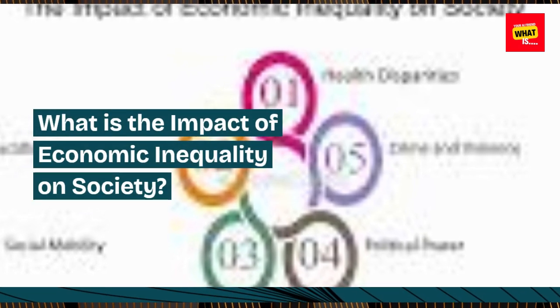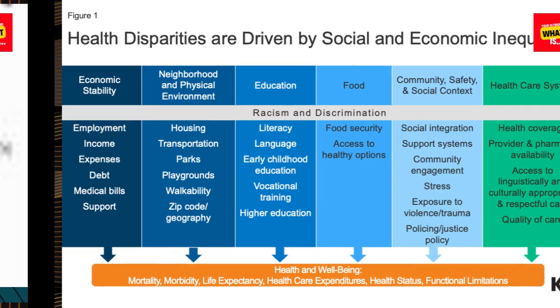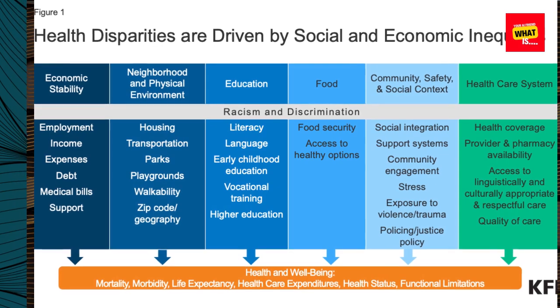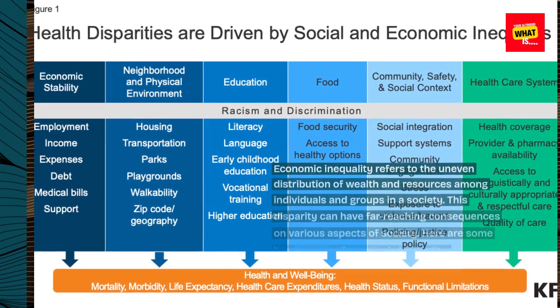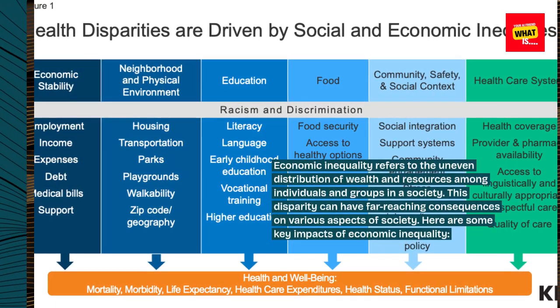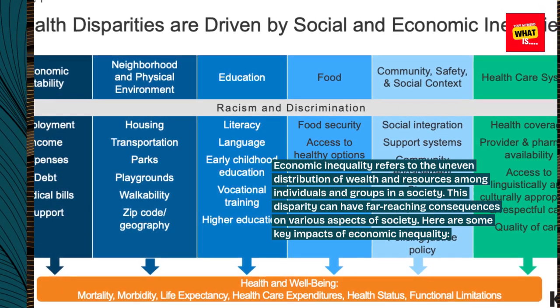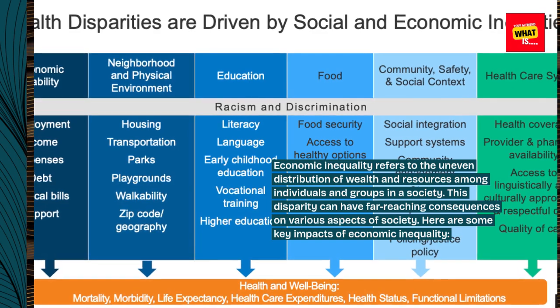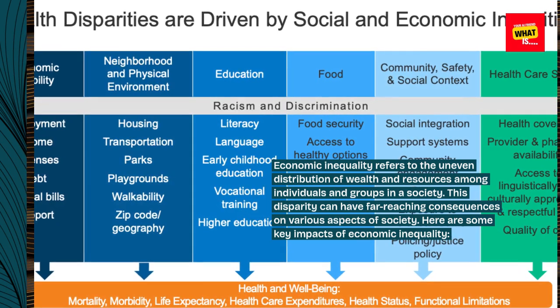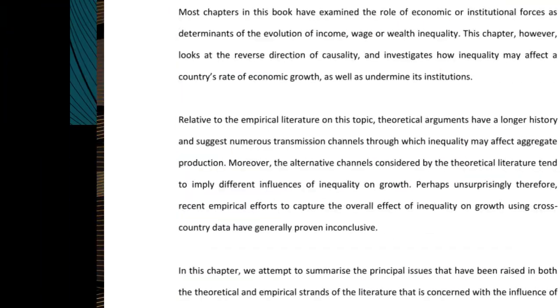What is the impact of economic inequality on society? Economic inequality refers to the uneven distribution of wealth and resources among individuals and groups in a society. This disparity can have far-reaching consequences on various aspects of society. Here are some key impacts of economic inequality.